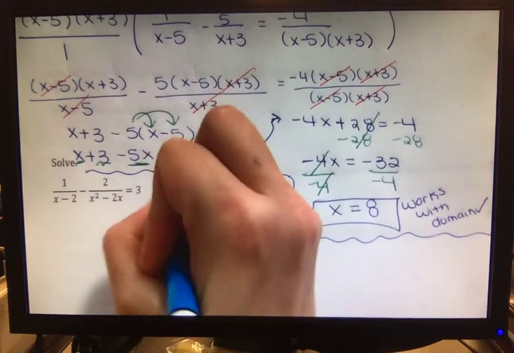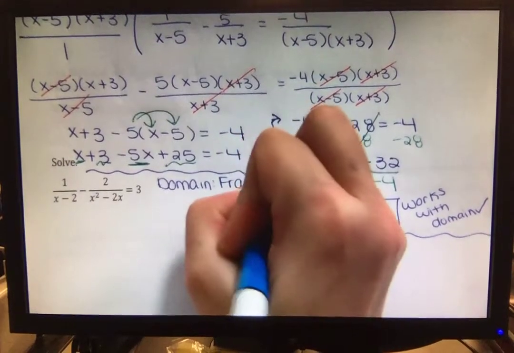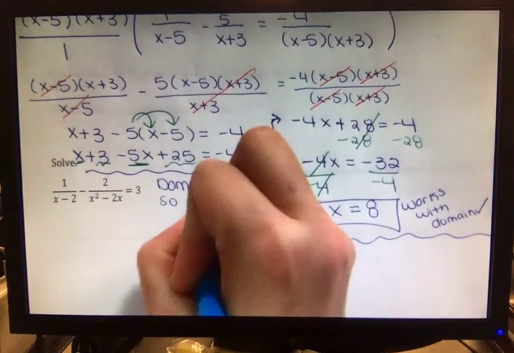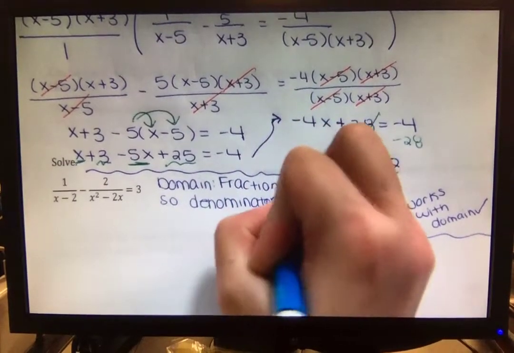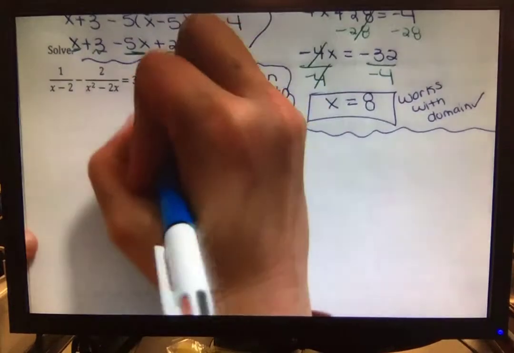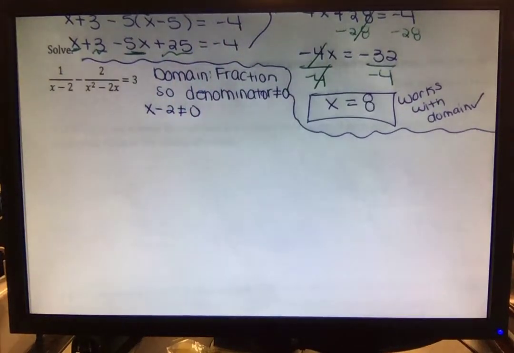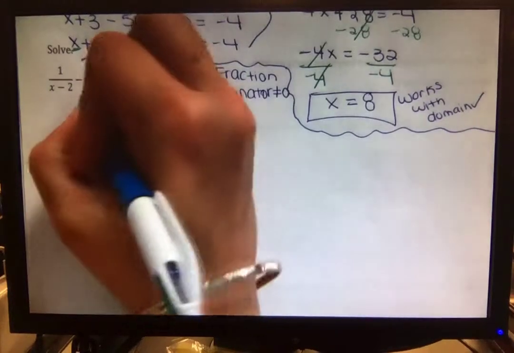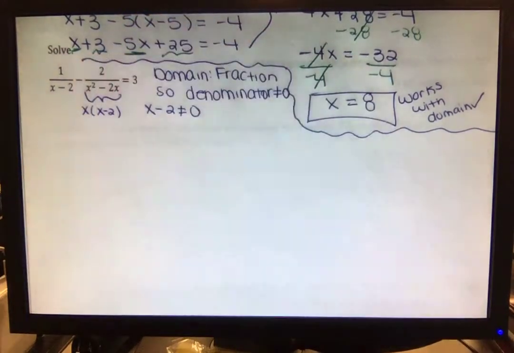We need to find the domain. Again, it's a fraction, so the denominator cannot be 0. So x minus 2 can't be 0. Then I have x squared minus 2x. Can I factor this? Is there a GCF? X. Taken out of x, what's left over? X minus 2. X minus 2, good, thanks.